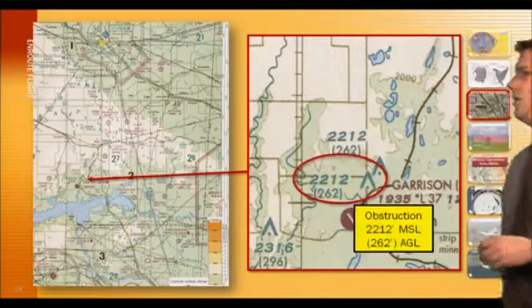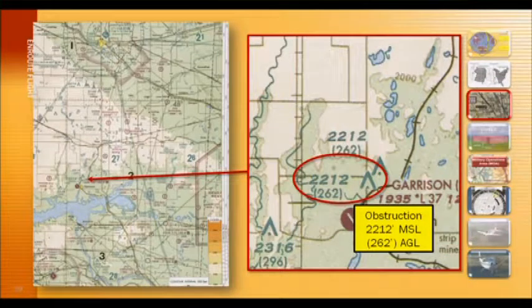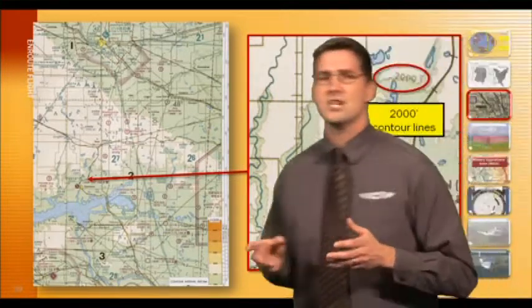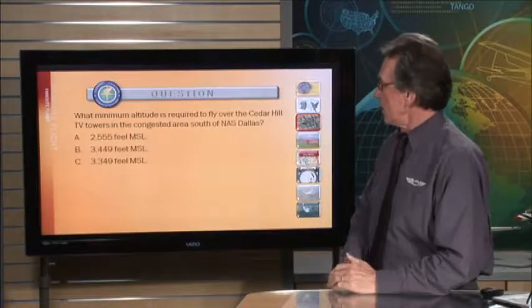You can compare the elevation of the contour lines to the height of the obstructions. For example, this obstruction is marked as 2,212 feet above sea level and 262 feet above ground level. That information makes sense when you compare it to a nearby contour line, which marks the elevation as 200 feet MSL. All right, time for a question on topography, an FAA test question.